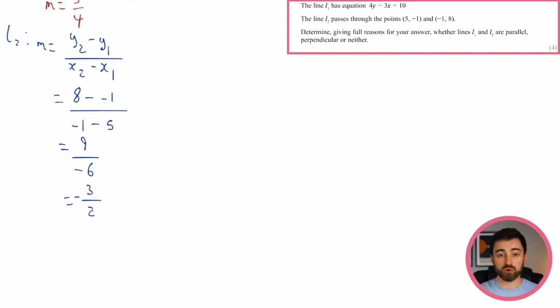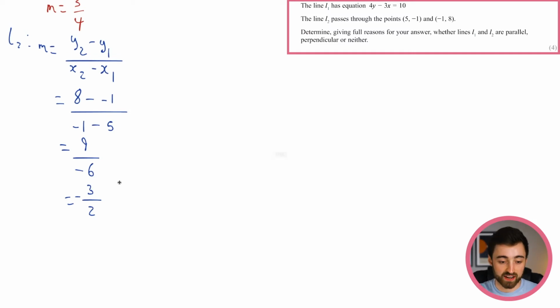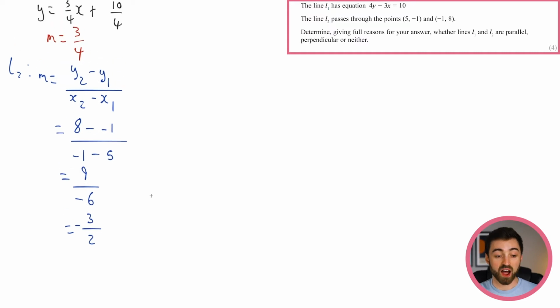Cool. So the two things we need to check are the following. Are the gradients the same? If they're the same, they're parallel, okay? They're definitely not the same, are they? This one is 3 over 4, and this one is minus 3 over 2. So let's call this M1, and let's call this M2. So M1 is definitely not equal to M2, so they're not parallel.